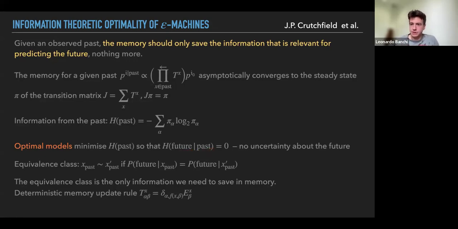So if you use all these techniques, you realize that everything can be written in the language of an equivalence class: two past observations are equivalent if they give you the same probabilities for the future. And so the central observation is that this equivalence class is the only information that you need to save in the memory. And by thinking about the math of how this equivalence class works, you realize that this results in a deterministic update rule like the one shown before.